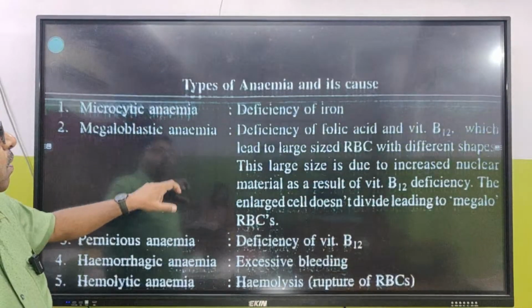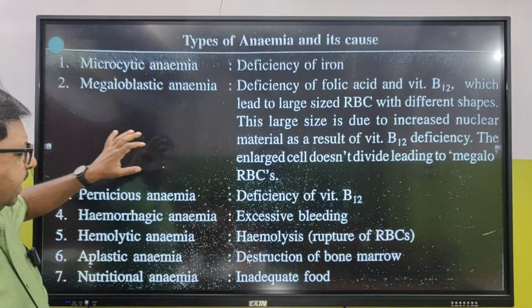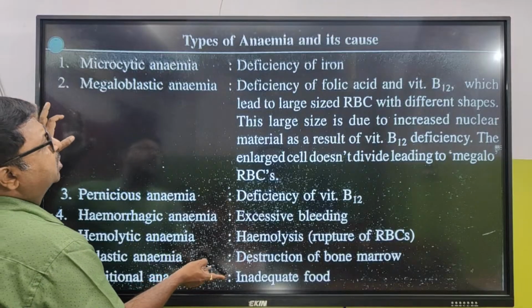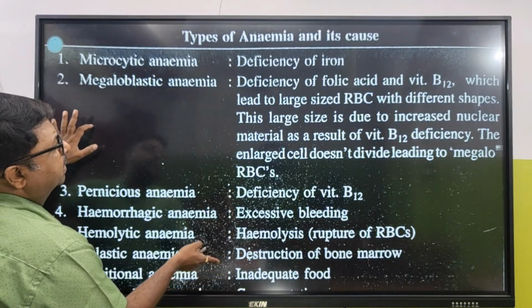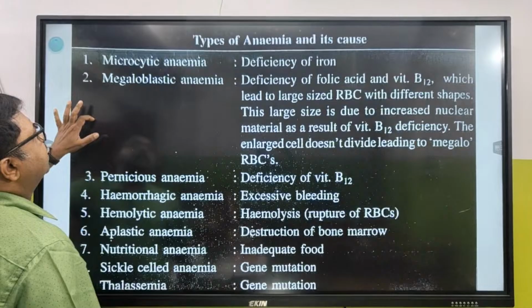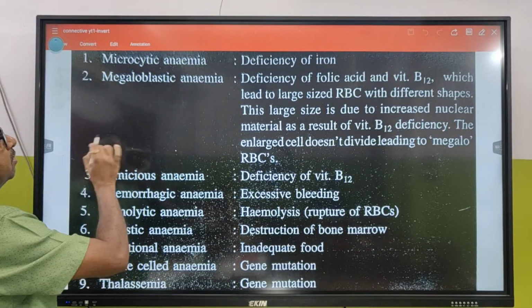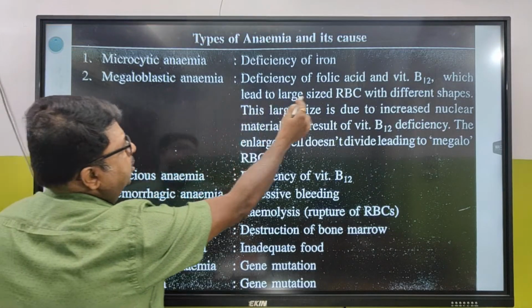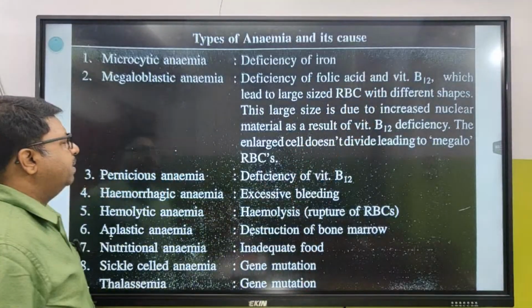Fine? Now, I think we have missed this, and that's why I thought to give it to you. Types of anemia. There is microcytic anemia, which talks about deficiency of iron. Megaloblastic anemia occurs due to folic acid and vitamin B12 deficiency.